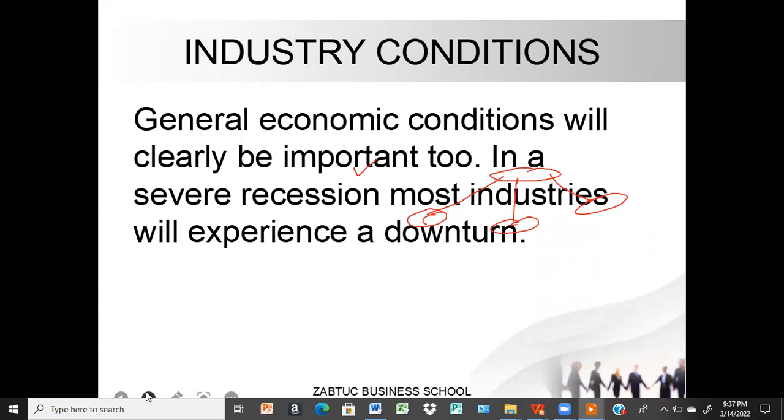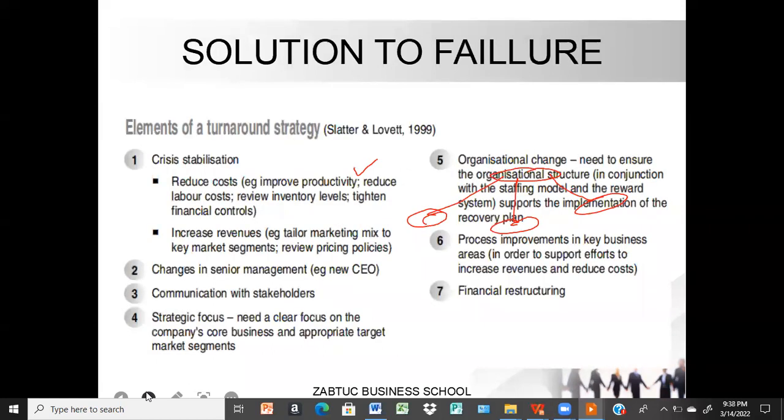General economic conditions will clearly be important too. Like many places now, we are facing recession because of COVID. In a recession, we find that the airline industry and the hospitality industry are not doing fine. That could contribute to the failure of a business that is in that particular industry.